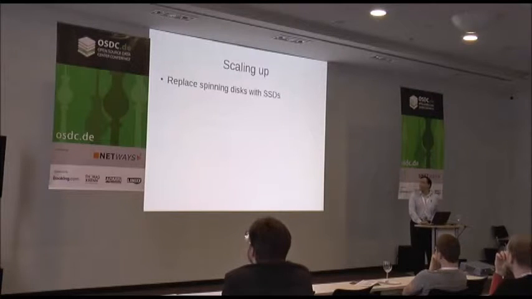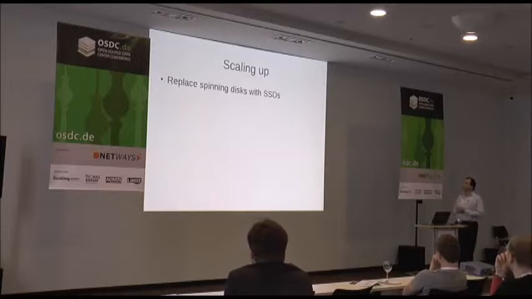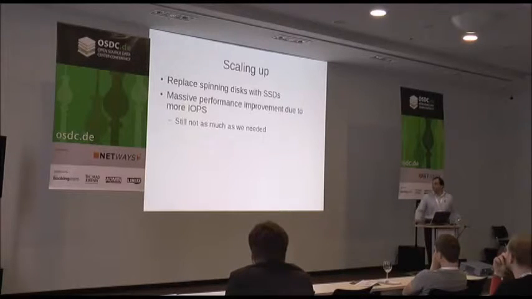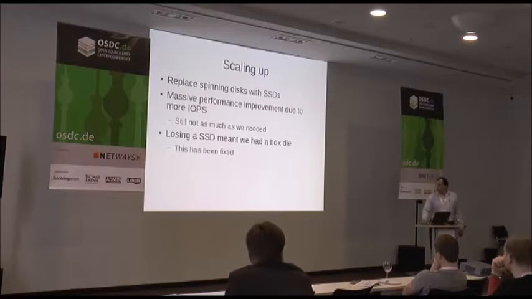Balancing traffic is hard. And then we went, yeah, let's just use SSDs. So we replaced spinning disks with SSDs. Massive, massive performance improvement. And, well, we still need more. Always need more. For some reason, the HP firmware that we had, if you lost a disk, the box would die. This is not supposed to happen in a RAID 1 setup, but we had it happen. It's been fixed with a firmware upgrade, but that was very, very irritating at that point in time.